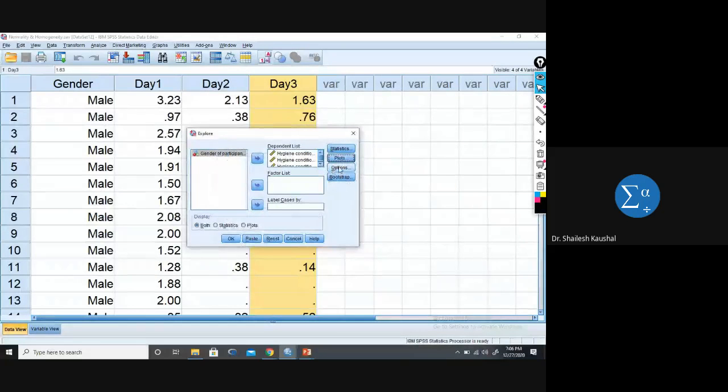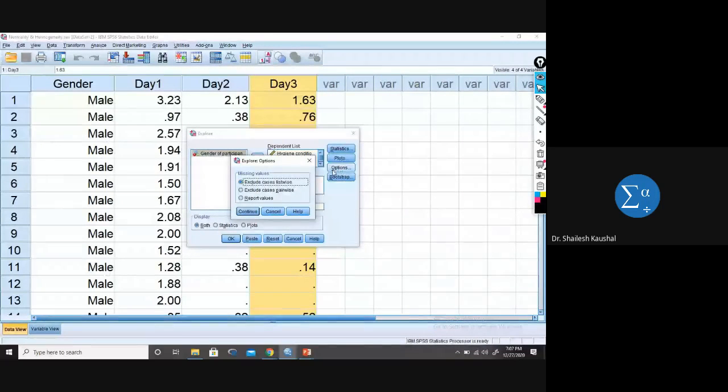Now we will tick options. If you do not have missing values, then there is no problem. If you have missing values, then we will tick option, and here we will tick exclude cases pairwise. If your data is not missing, then the earlier command was good. But in day 2 and day 3 there are missing values, so we will tick this option, exclude cases pairwise, and then continue, and after that okay.